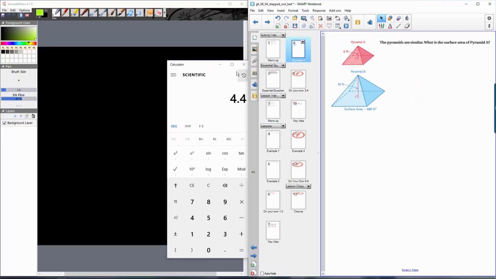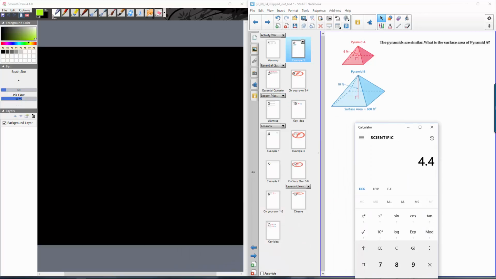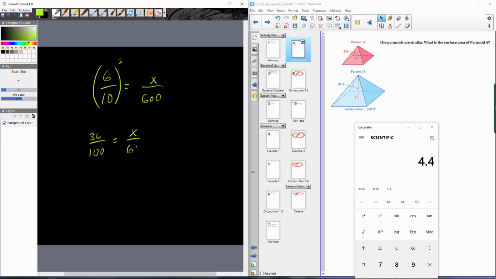Let me show you what I'm talking about here. So if I look at number 3, and so if I have 6 over 10, because that's the corresponding sides, right, equals, and let's look for the surface area that I have. Well, I have it for the 10, so I'll put that in the bottom. I'll put 600 and X up top, right? Now again, we are doing surface area. It says surface area here, so I square both of these things. I'll rewrite it. I have 36 over 100 equals X over 600.